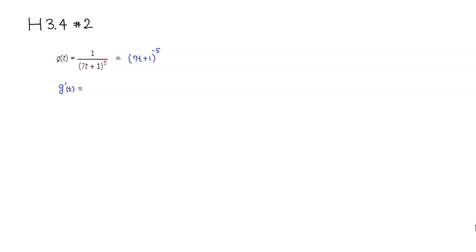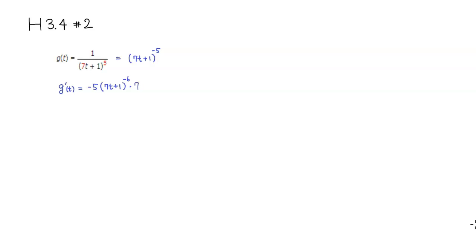this is the general power rule. So put the original power in front, negative 5, and leave the inside function alone. I subtract 1 from negative 5, so it's going to be a negative 6 power. Then multiply by the derivative of 7t plus 1, which is 7.